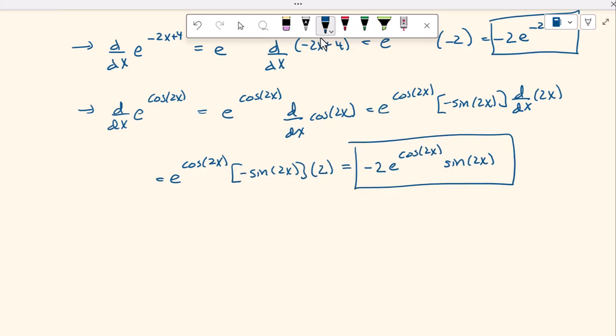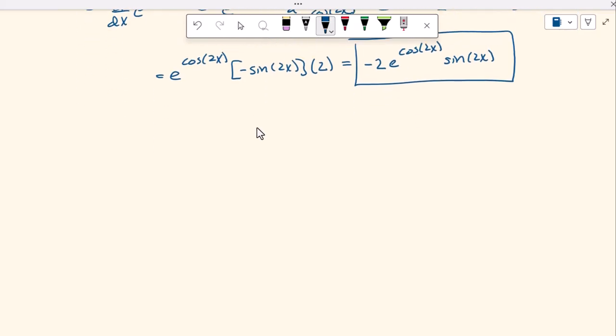Okay, and you have to be a little bit careful how you write this. Make sure you're using parentheses around the arguments of your trig functions. I think I've mentioned that before, but it is really important.